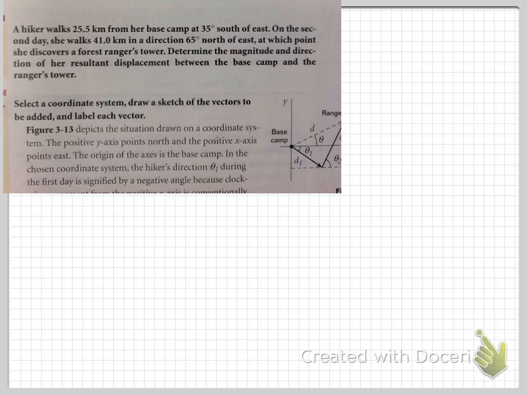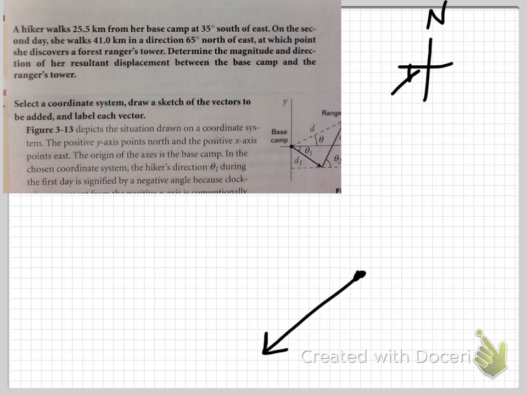Where do you start? Drawing a picture. Always. This is super, super, super visual. So she is walking from base camp, and I'm going to start off with all black lines because it's easy that way. She walks 35 degrees south of east. I'm going to draw myself a little compass rose up here. So south of east is going to be somewhere in this direction. So I know she's going this way.